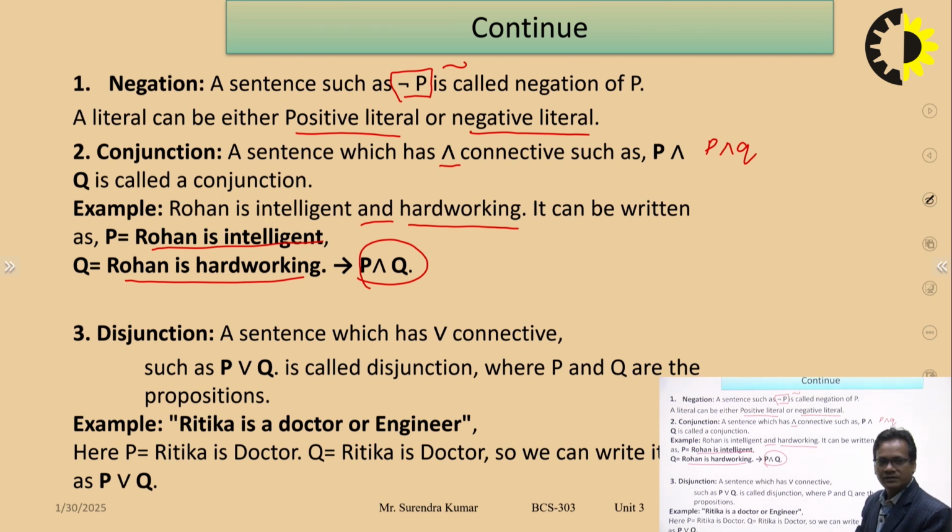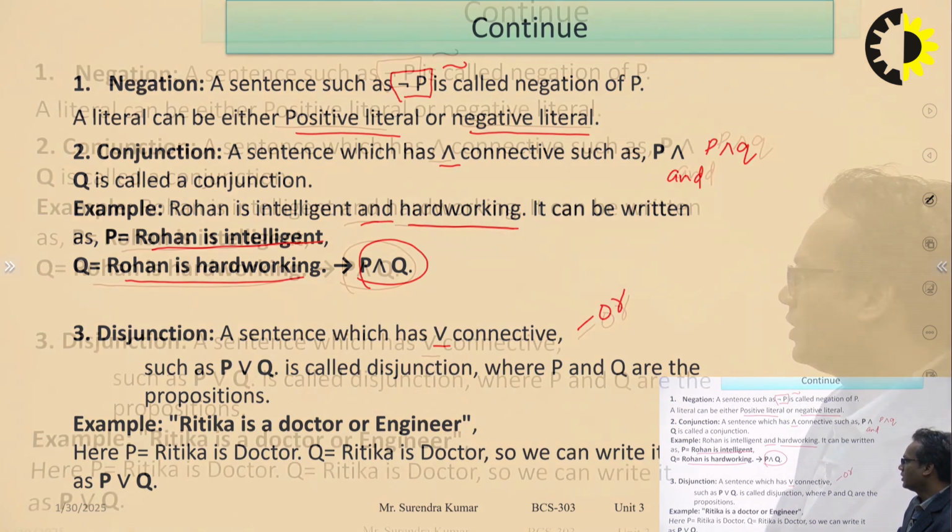Clear, students? The third one is disjunction. Disjunction is a sentence which has this kind of connective, or you can say it is "or". This is "and", this is "or". Like you write P or Q is called disjunction.